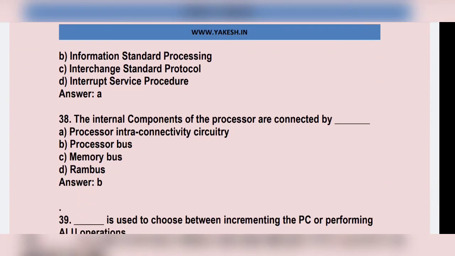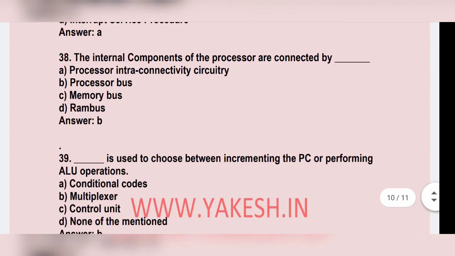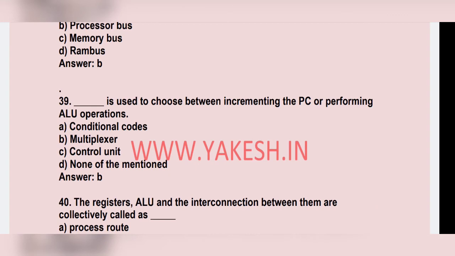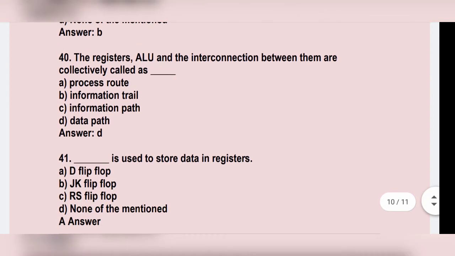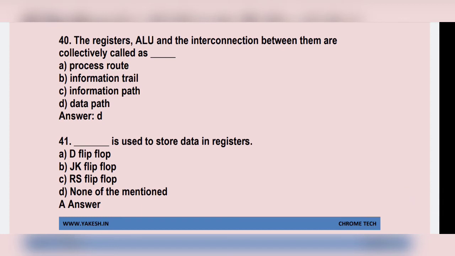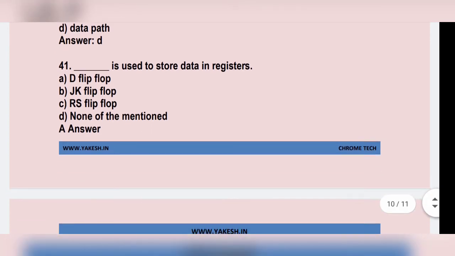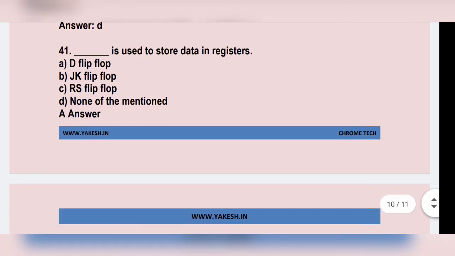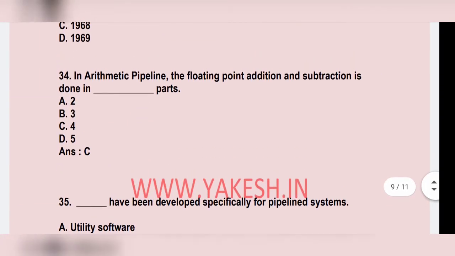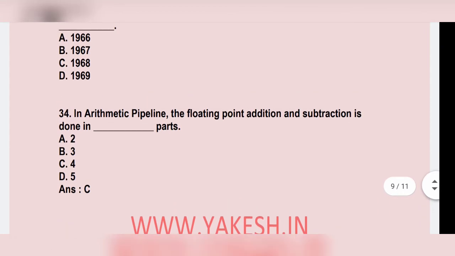The internal components of the processor are connected by option B, processor bus. Dash is used to choose between incrementing the PC or performing ALU operation. Option B, multiplexer. The register, ALU and the interconnection between them are collectively called option D, data path. Dash is used to store data in register. Option A, D flip-flop. All the questions are very important. In arithmetic pipeline, the floating point addition and subtraction is done in option C, 4.